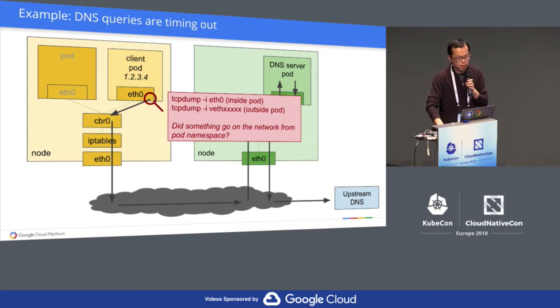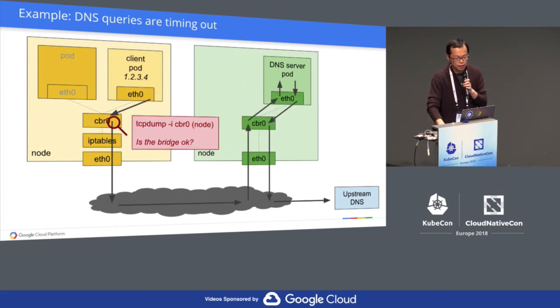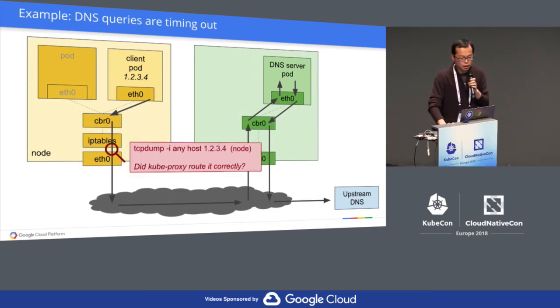If you do TCP dump in the root namespace, then you need to find the correct veth pair of the pod, and then dump on that interface. And then you can tell whether a DNS request is actually coming out from the pod. You can also dump on the CBR0 bridge and see if the CBR0 bridge is actually taking the traffic and routing it correctly. And finally, you can dump on any interfaces and see if the IPtables are actually processing the request correctly, whether it's forwarding the traffic to a correct backend.